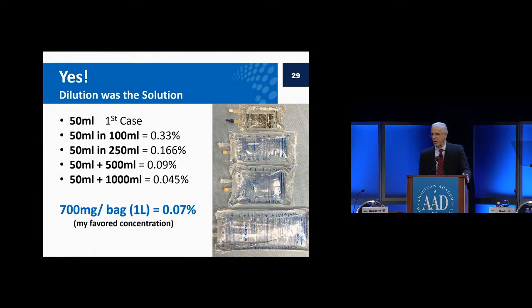Eventually, I settled on about 700 milligrams of lidocaine in a liter bag, so my usual concentration is about 0.07% lidocaine for these big procedures.